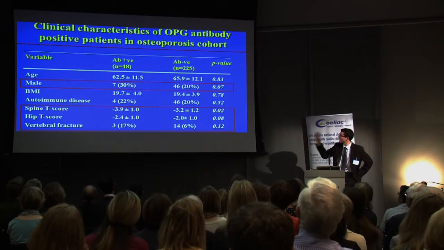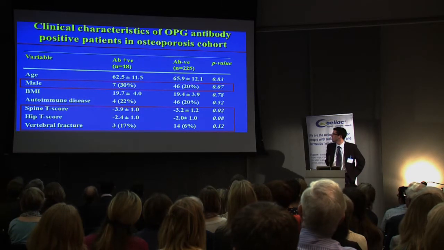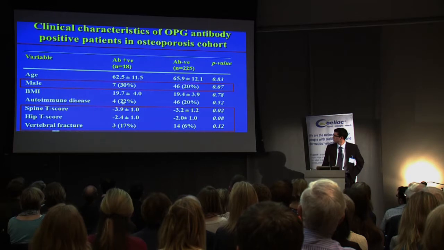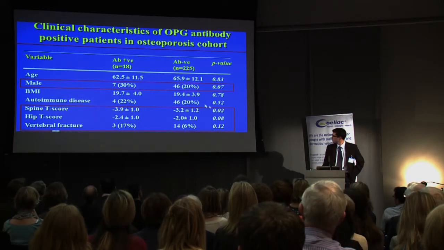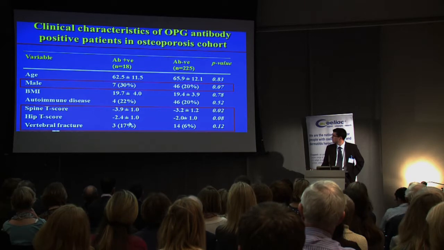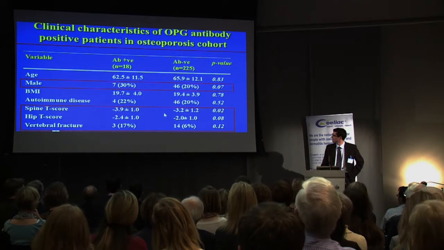This is the characteristics in osteoporosis patients with or without antibody. They appear to be a little bit more likely to be men. There was no difference in conventional risk factors, including autoimmune disease, interestingly. And they had lower spine T-score significantly, hip T-score just a trend, and possibly increased rates of fracture. So it's an interesting observation. Okay, I think I will now come to the celiac patients.